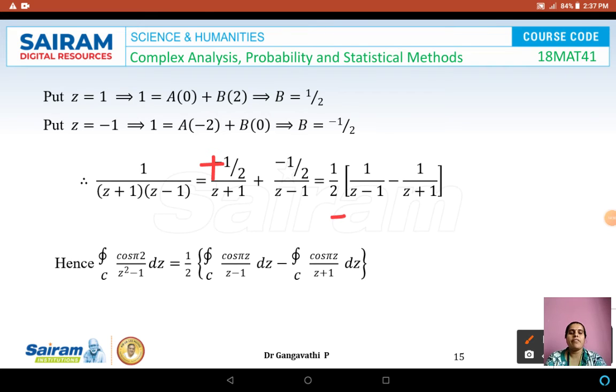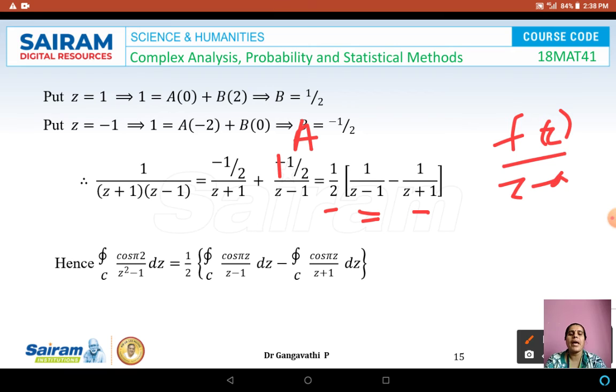So you can take out half as a common term. Sorry, so here A is minus half and B is equal to plus half. So half can be taken outside: 1 by (z minus 1) minus 1 by (z plus 1). So now these are the terms which are in the form of f of z by (z minus a), so we can compare and get the values.